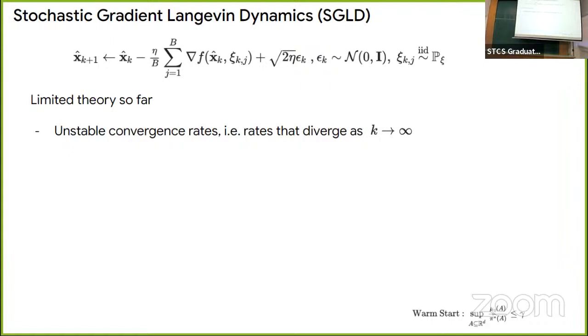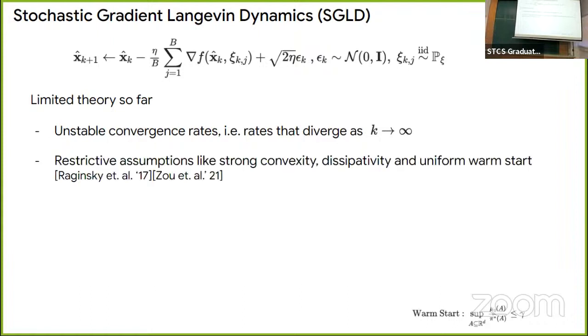So we want stable guarantees. That is, we want to show that even as k tends to infinity, we will still be close to pi star. There are also very restrictive assumptions on grad f, the potential function. That is strong convexity or even dissipativity, which is not much better than strong convexity, since it is kind of seen as strong convexity at infinity, among some others. And they also assume uniform warm start in some works.